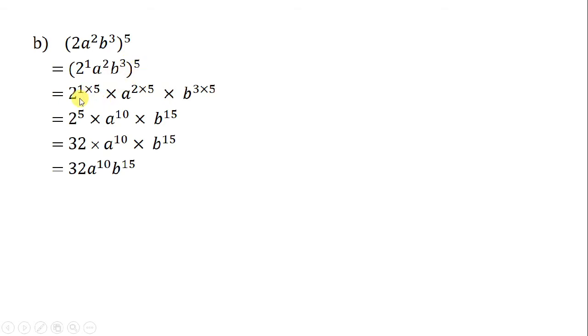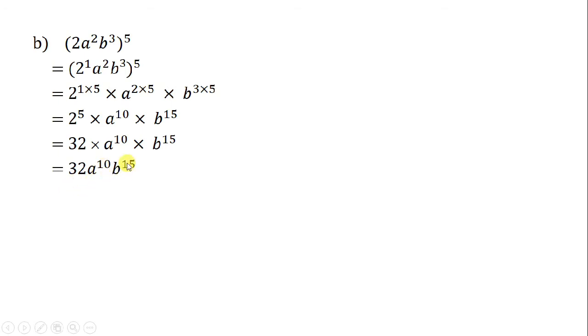So we have 2 to the power 1 times 5, a to the power 2 times 5, and b to the power 3 times 5. If we multiply 1 times 5, we get 2 to the power 5, a to the power 10, and b to the power 15. 2 times 5 is 10, 3 times 5 is 15. If you expand 2 to the power 5, multiplying 2 by itself 5 times, you get 32. So we have 32 times a to the power 10 times b to the power 15. Our final answer is 32 a to the power 10, b to the power 15.